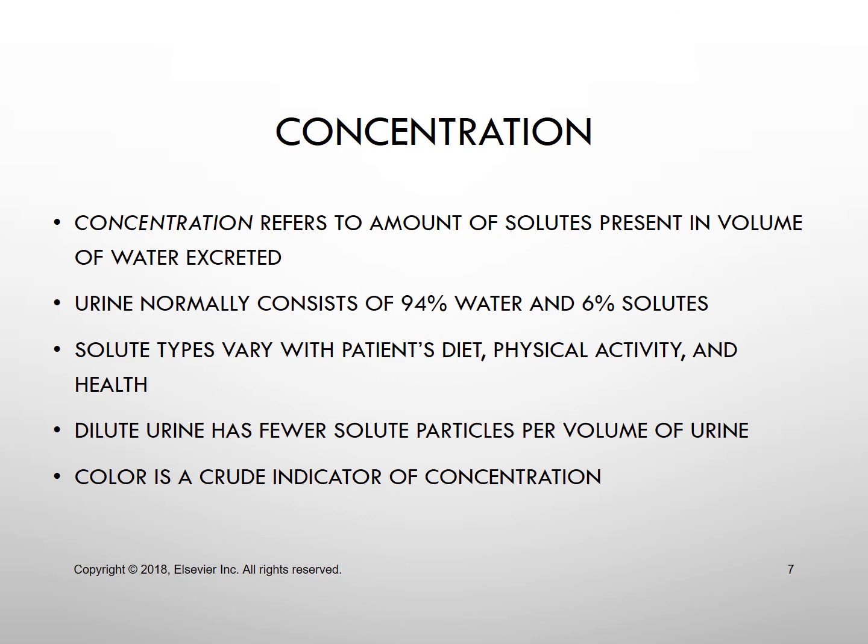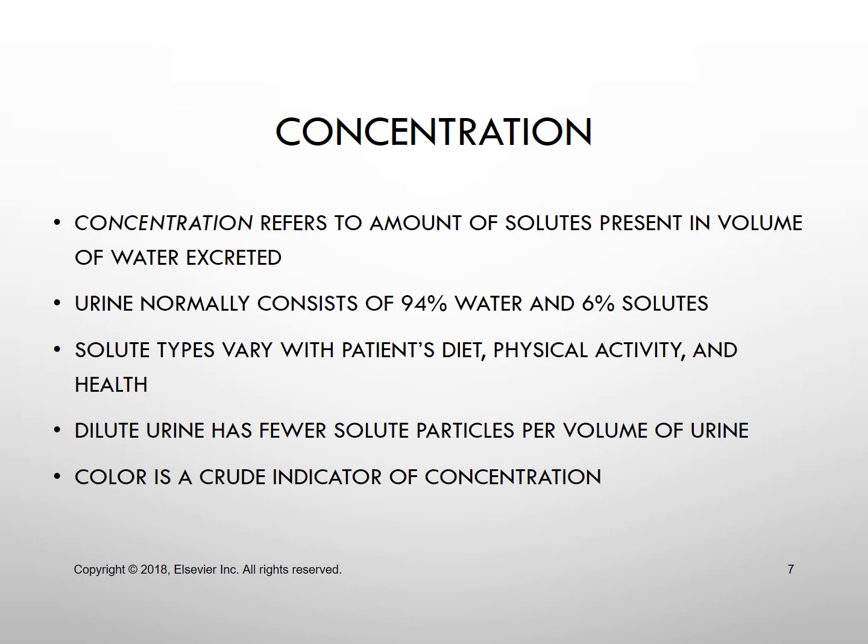So when we talk about the concentration of a urine, we're referring to the amount of solutes that are present in the volume of water that is excreted. Normally urine is 95% water and about 5 to 6% solutes. This definitely varies based on a patient's diet, physical activity, and health. So a dilute urine has very few particles present per the amount of water, whereas a concentrated urine has more particles due to the lesser volume of water present.